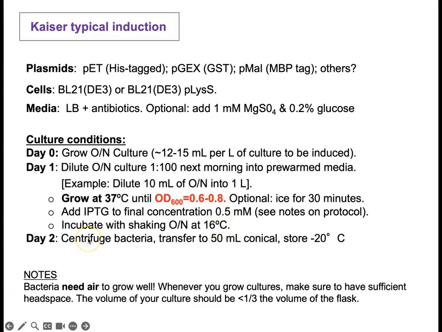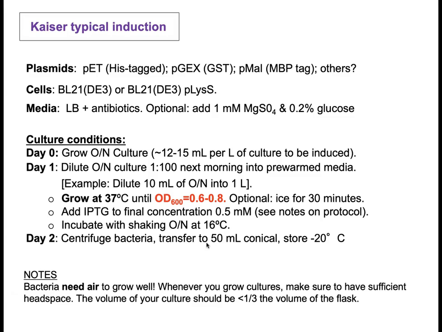Okay. The next day we come in, we'll centrifuge the bacteria, and then transfer the pellets to a 50 mL conical tube, and we'll store those pellets at minus 20 degrees Celsius until we're ready to do our protein purification steps. Just some notes on bacterial growth.